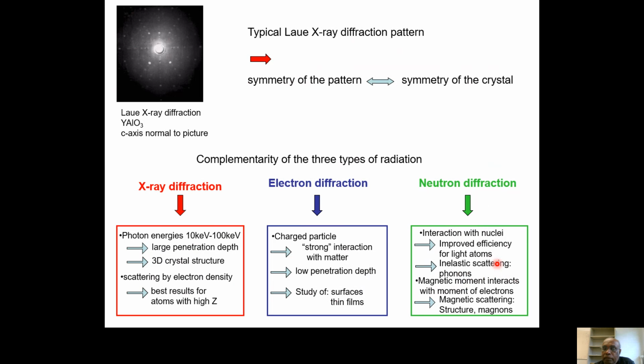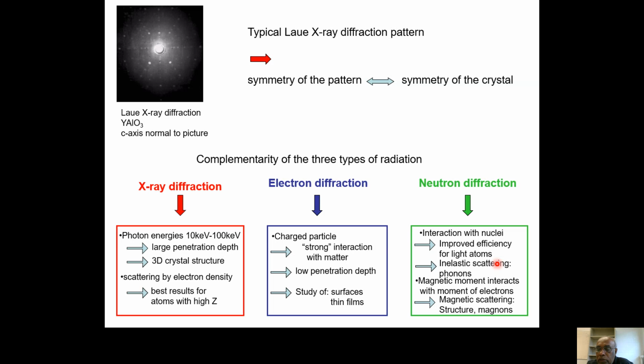So the magnetic moment of the neutron can also interact with the nucleus. Also, that magnetic moment can interact with the magnetic moment of the electron. That's why I think neutron diffraction is more useful when you want to study scattering from magnetic entities. They can be easily used to study something called magnons, like phonons.